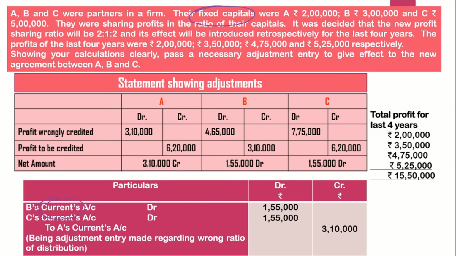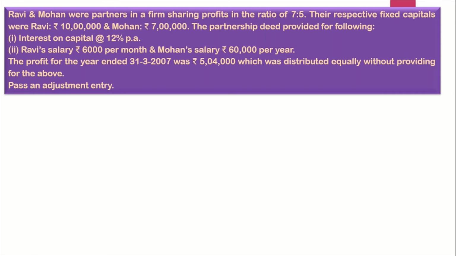Okay, moving to one more question from this category. Ravi and Mohan were partners in a firm sharing profits in the ratio of 7 is to 5. Their respective fixed capitals were Ravi 10 lakh, Mohan 7 lakh, and the partnership deed provides the following: interest on capital 12%, Ravi's salary is 6,000 per month, Mohan's salary is 60,000 per month. The profit for the year is 5 lakh 4,000, which was distributed equally. Yes, here is the point, it is distributed equally without providing the above.